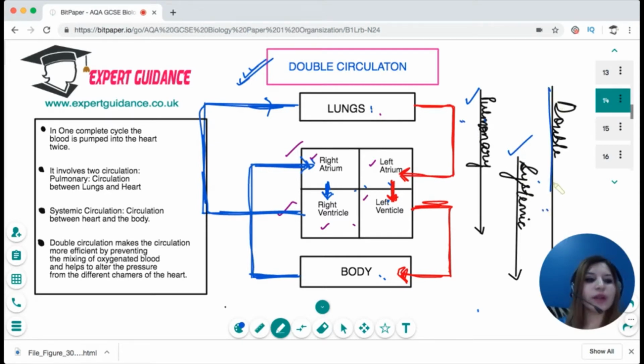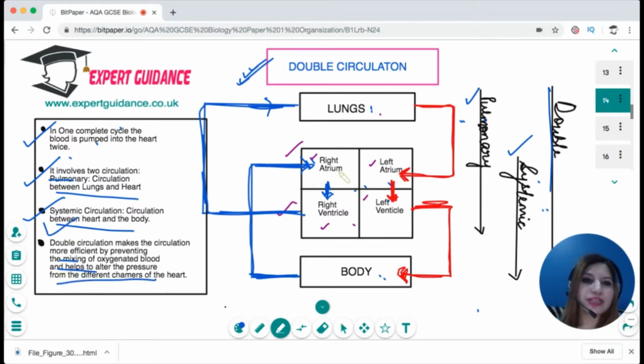So that is one definition of double circulation, that it consists of 2 circuits, a pulmonary and a systemic. The second way to describe double circulation is that it is circulation in which the blood is pumped to the heart twice in one complete cycle. It involves 2 circulations, pulmonary, which is between the lungs and the heart, and systemic, which is the circulation between the heart and the body. The double circulation makes the circulation more efficient by preventing the mixing of oxygenated and deoxygenated blood, and helps to alter the pressure in the different chambers of the heart.